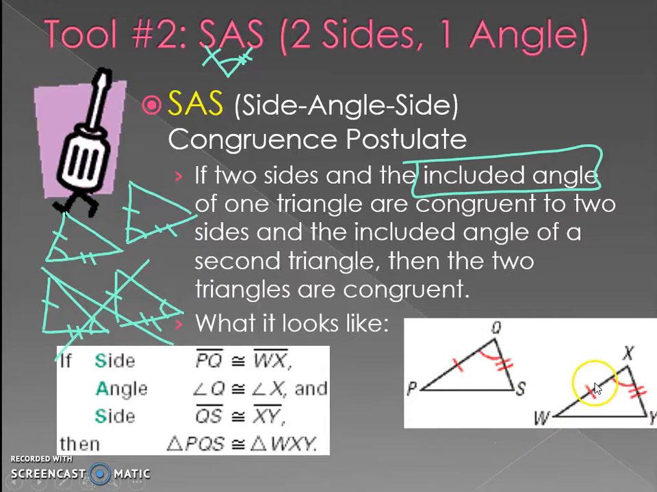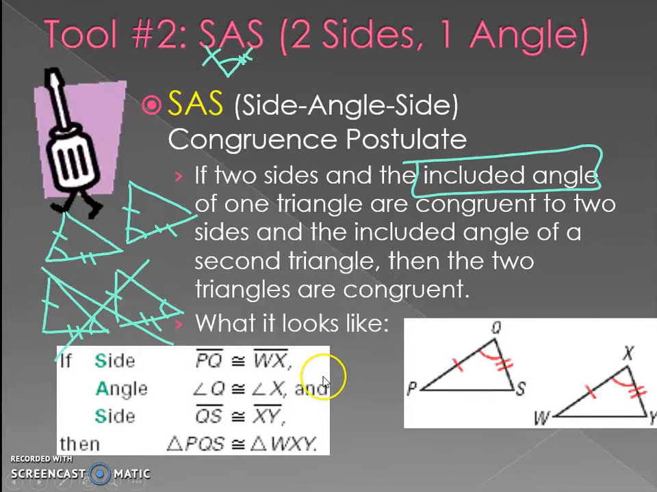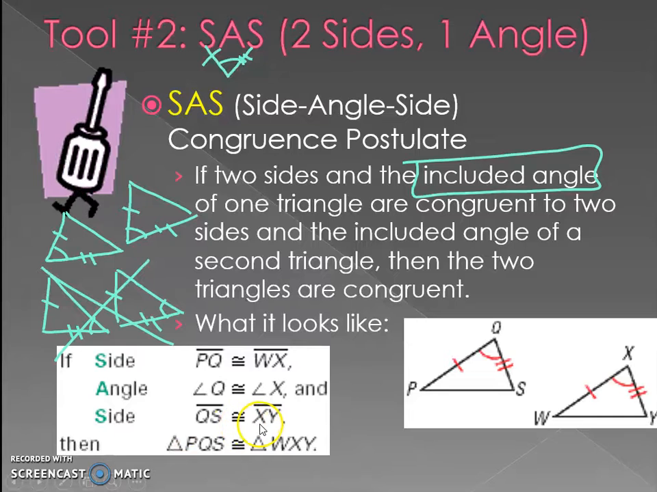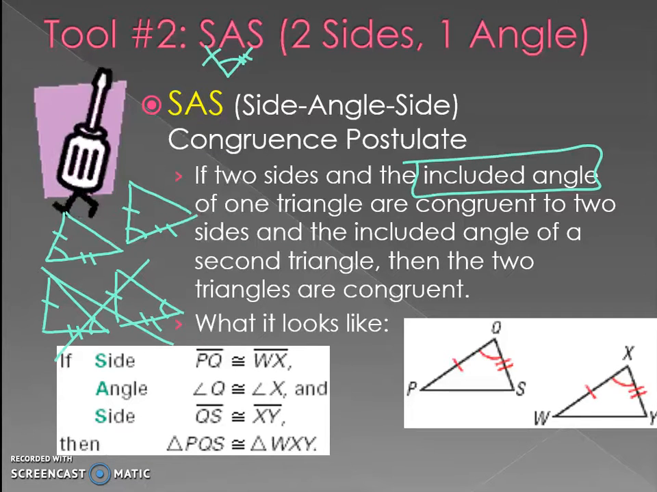So side, angle, side. But the angle has to be between the sides. You cannot use this angle or this angle. It has to be between the 2 sides, right? Here and here. You cannot use here, here, or here, here, okay? So if side PQ is congruent to WX, angle Q is congruent to angle X, and side QS is congruent to XY, then triangle PQS is congruent to triangle WXY. This is called the SAS, side angle side congruence postulate.